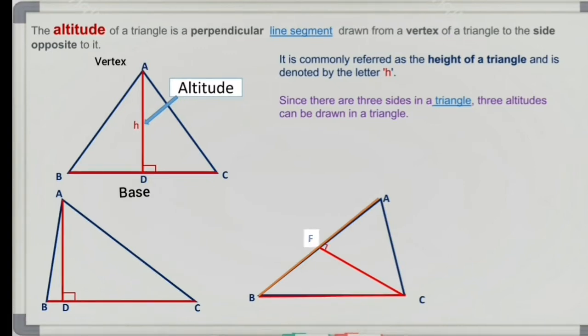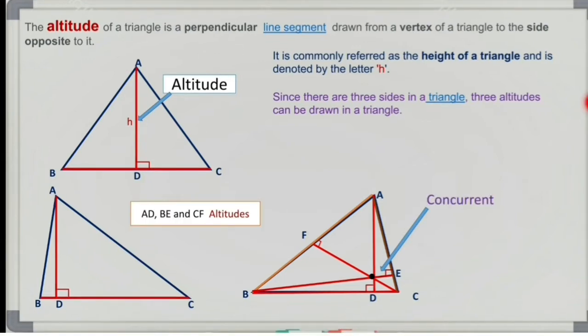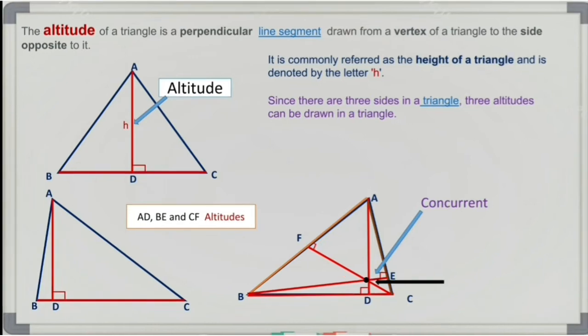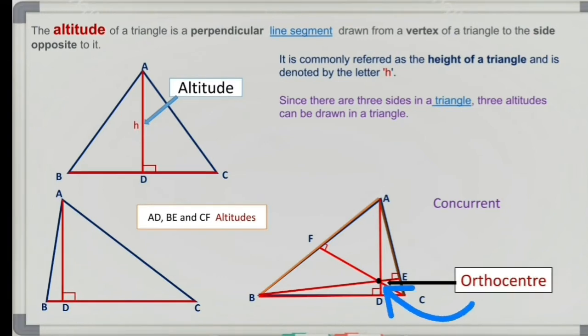Segment CF is the altitude from vertex C. Segment AD is the altitude from vertex A. Segment BE is the altitude from vertex B. Observe here, all altitudes pass through a single point. We can say that the altitudes of a triangle are concurrent. Let's analyze this figure. In this triangle, the altitudes meet at one single point, and the point where the altitudes meet is called the orthocenter, and it is denoted by the letter O.